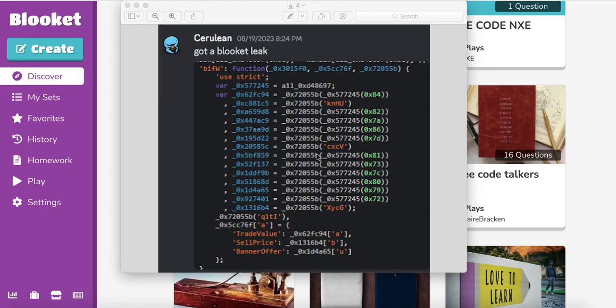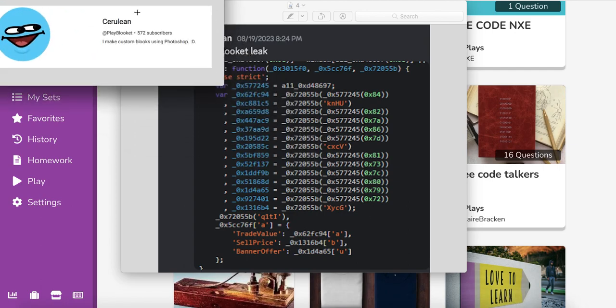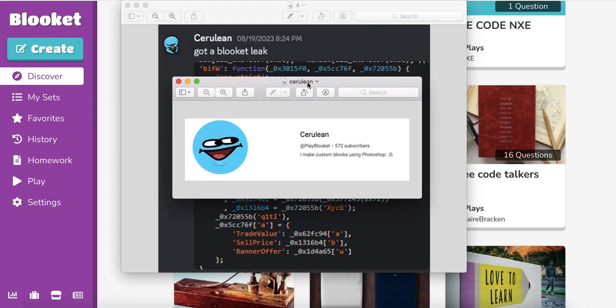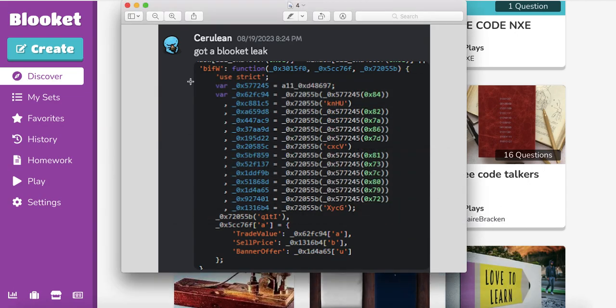Check it out, everyone. We got the biggest Blooket leak on trading right now. I want to give a shout out to Cerulean right here. Don't forget to sub to them. They gave this to me on the DMs and Discord, man. This is a huge thing that Blooket players have wanted for basically since this has been offered to us in season 4 of Blooket.